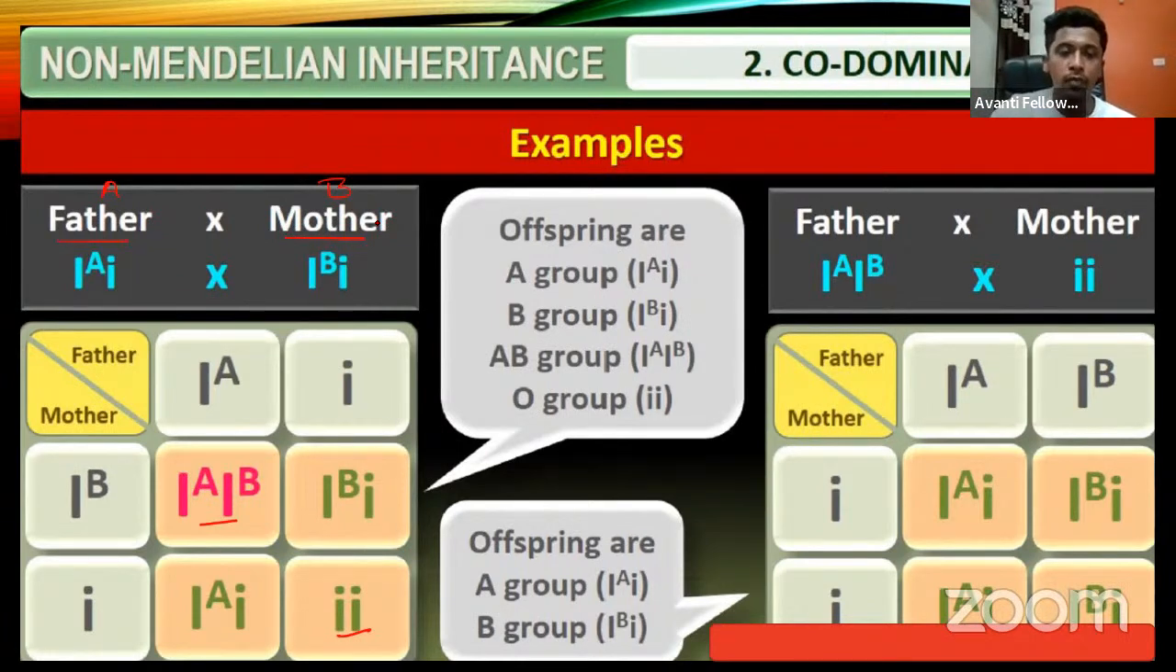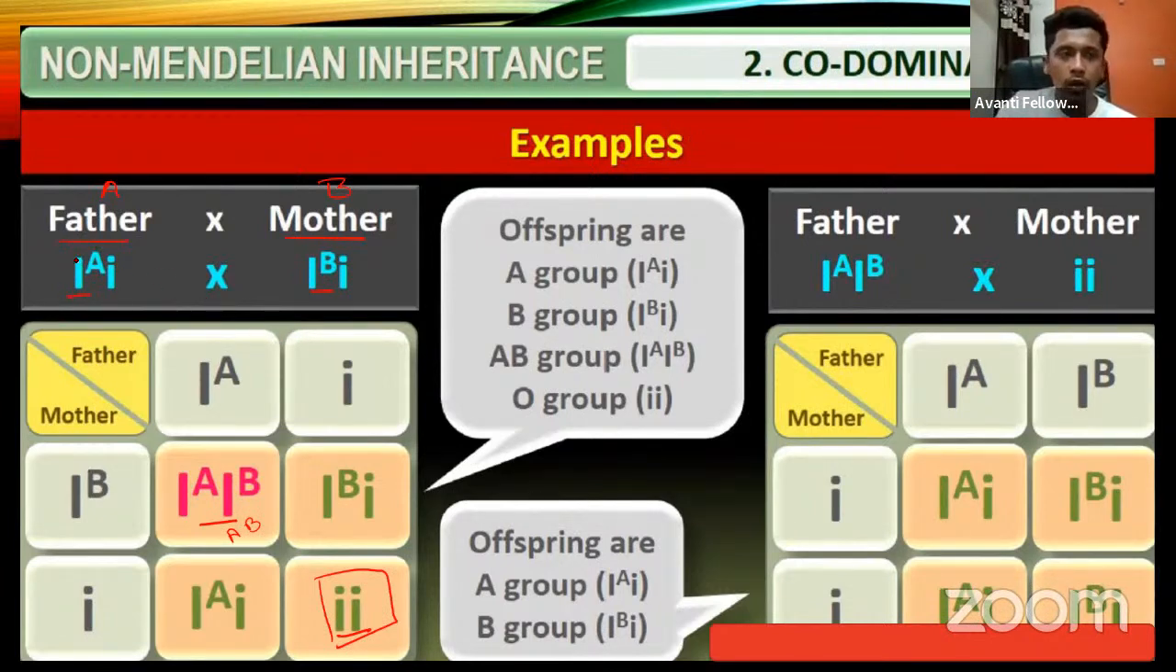Remember always, for the O character to get expressed, the alleles always have to come together as small i and small i. This is the first criterion we have to remember. And next, whenever we talk about a child having an AB blood group, that means the child should have both IA as well as IB. So this is one small trick to understand how to construct these alleles.